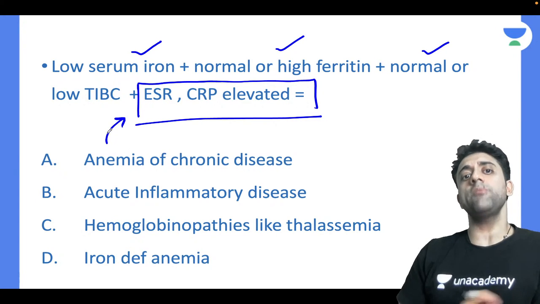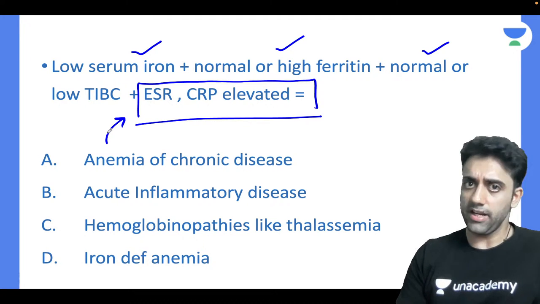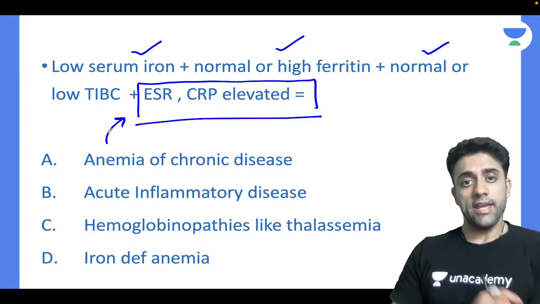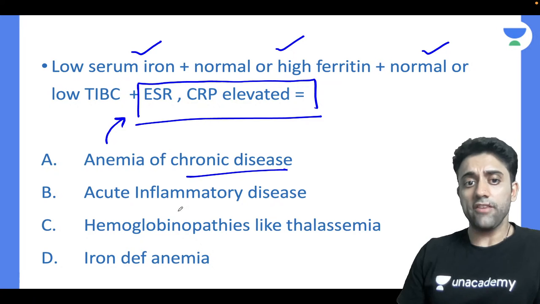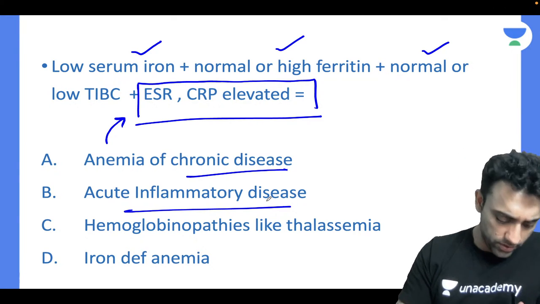In which condition do ESR and CRP increase? What is ESR? Erythrocyte sedimentation rate. What is CRP? C-reactive protein. If I have a chronic problem, then the CRP will increase, or if I have an acute inflammatory disease, then the CRP will increase. What do you think? Anyone?